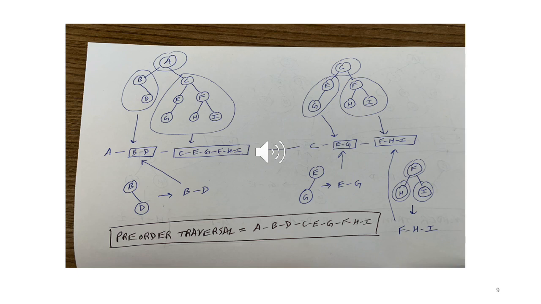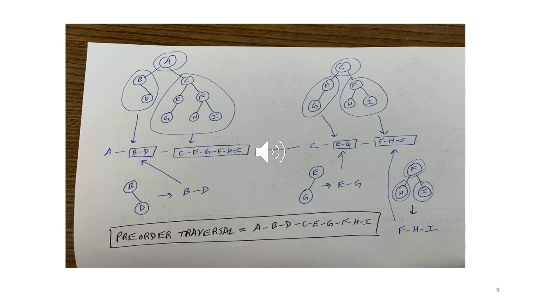Now FHI, look at that. So now we're looking at the node rooted at F. Visit root, which means first we have F, then left subtree is single node, then we have H, then right subtree, which is single node, means I. So FHI. So we plug that in. So sequence is CEG FHI. For the tree rooted at C, sequence is CEG FHI. Plug that in to our original equation, and the final sequence we get is ABD CEG FHI.